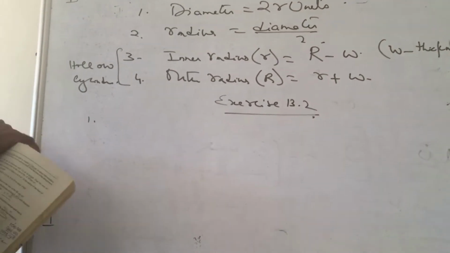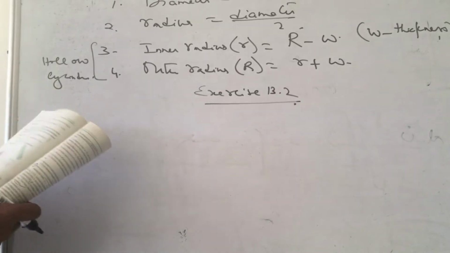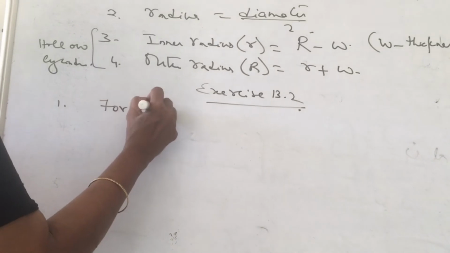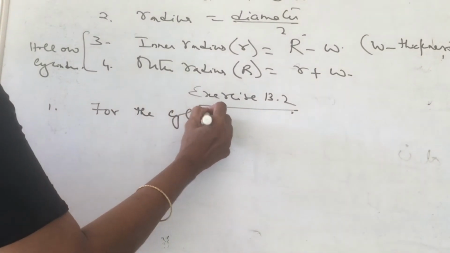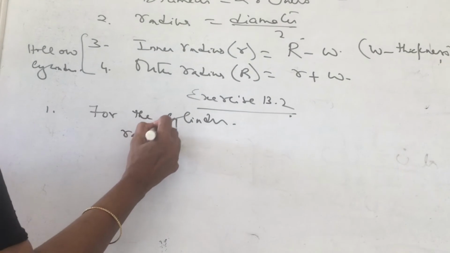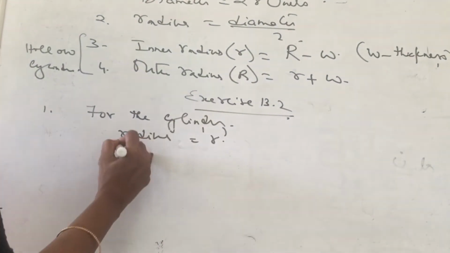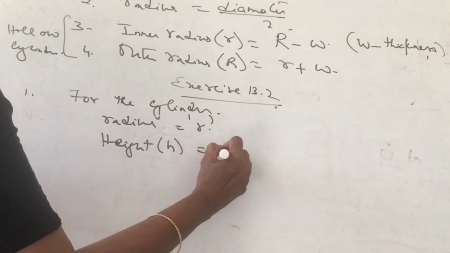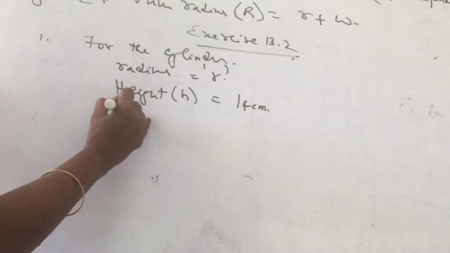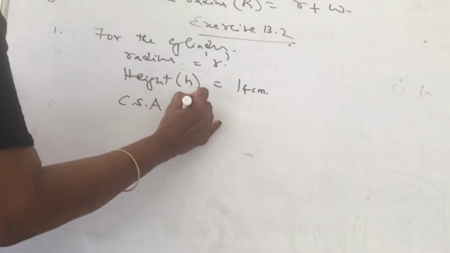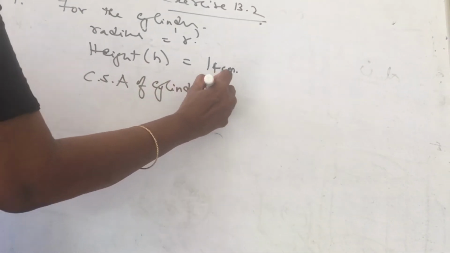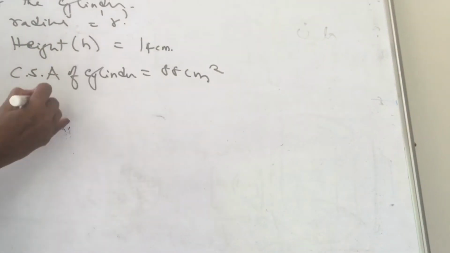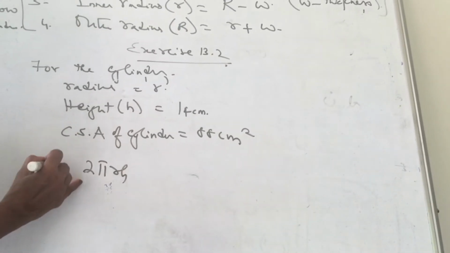What are you given, children? You are given CSA and height. You are asked to find out the diameter for the cylinder. You do not know the radius, so you take it as R. How much is the height, children? Your height h is 14 centimeters. CSA of cylinder is how much? 88 square centimeters. Because you are given CSA, children, use the formula for CSA.